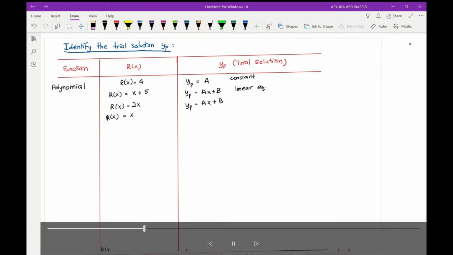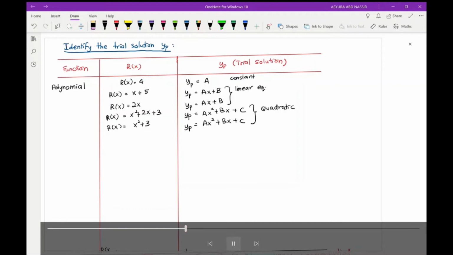Next, let's say r(x) equals x squared plus 2x plus 3. This is a quadratic equation, so the general form is ax squared plus bx plus c. For the next example, r(x) is x squared plus 3. It is still a quadratic equation, so you use the same general form as before, that is, your yp is ax squared plus bx plus c.